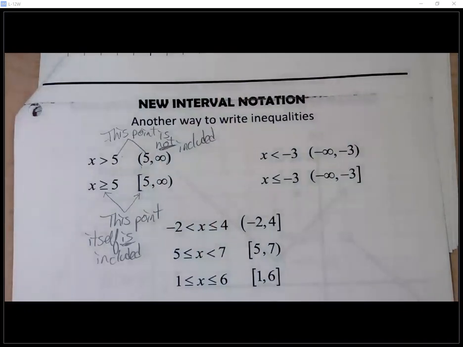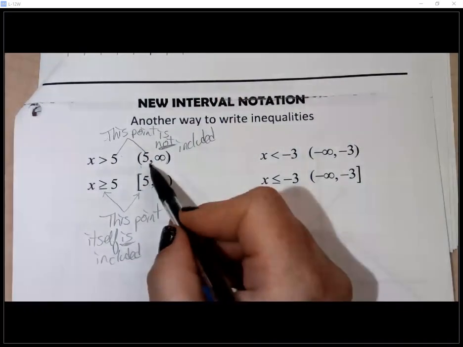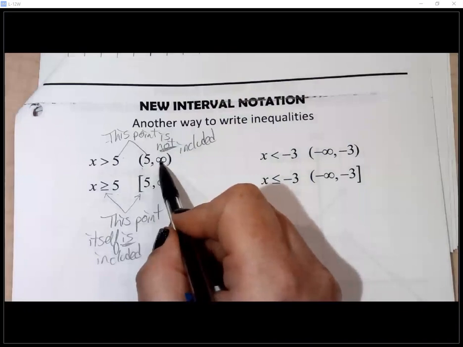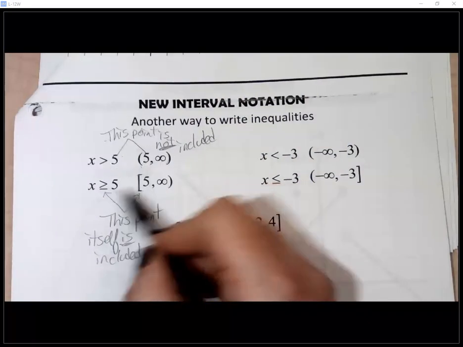Okay, so this basically tells you this is where you start and this is where you're going off to. So if I want all the x's greater than 5, I'm starting at 5 and then I'm going to go off to infinity.